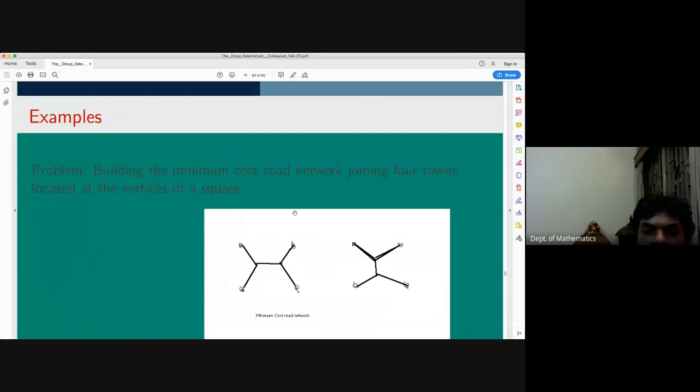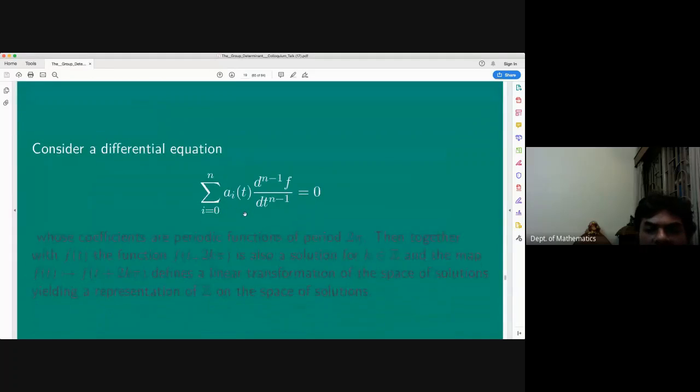Okay, let's look at another example. Suppose I take this differential equation. What is happening here? This is a differential equation, and suppose the coefficients a_i(t) are periodic functions with period 2 pi. If f(t) is a function which is a solution of this equation, then you would expect that f(t + 2k pi) is also a solution.